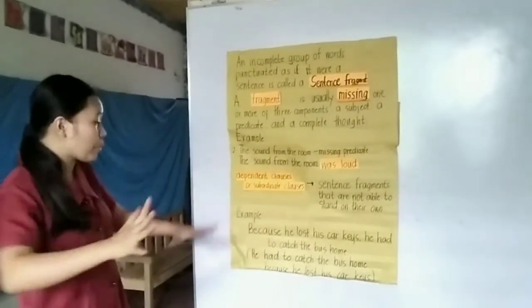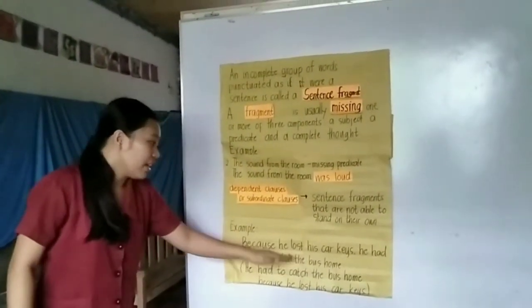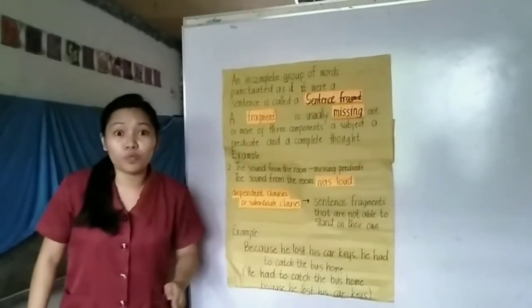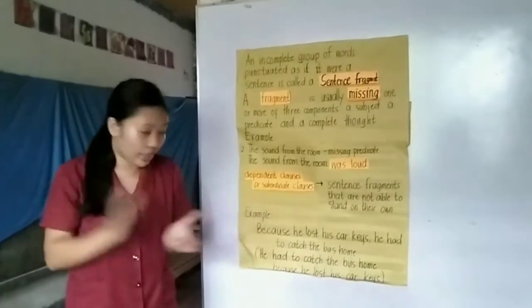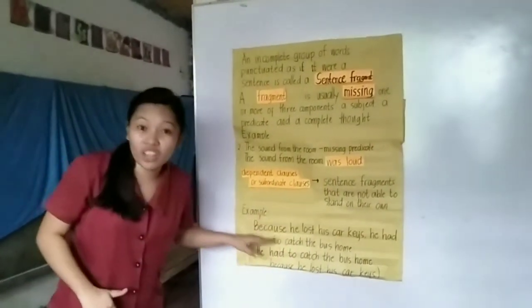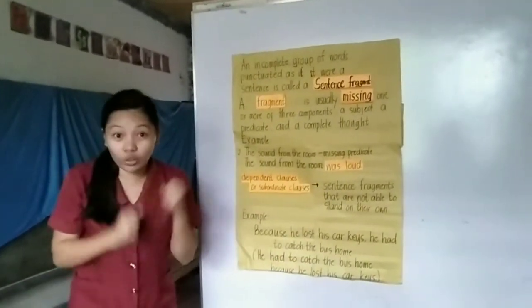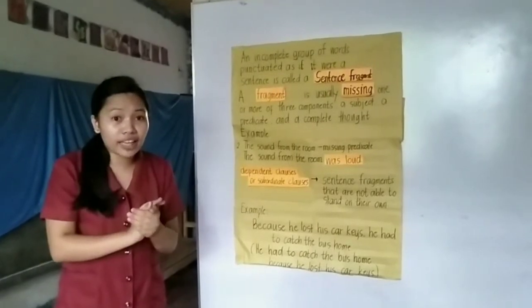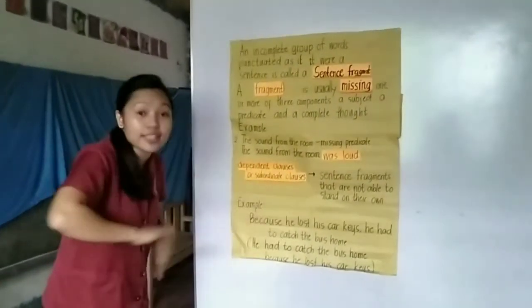Okay, the example here is: because he lost his car keys, he had to catch the bus home. So there's no complete idea. Here it goes. We have to arrange it. He had to catch the bus home because he lost his car keys. That's what the sentence meant.